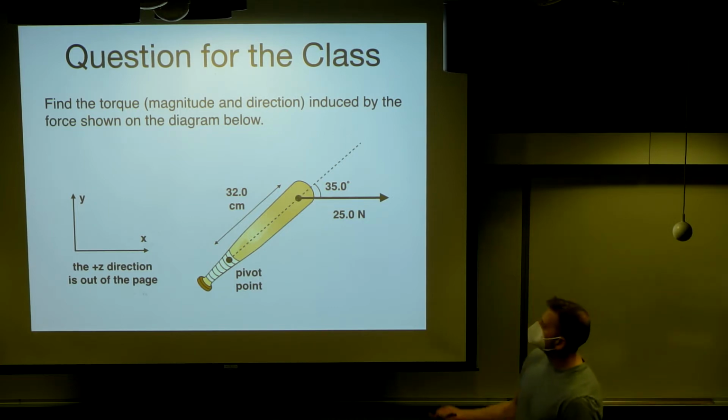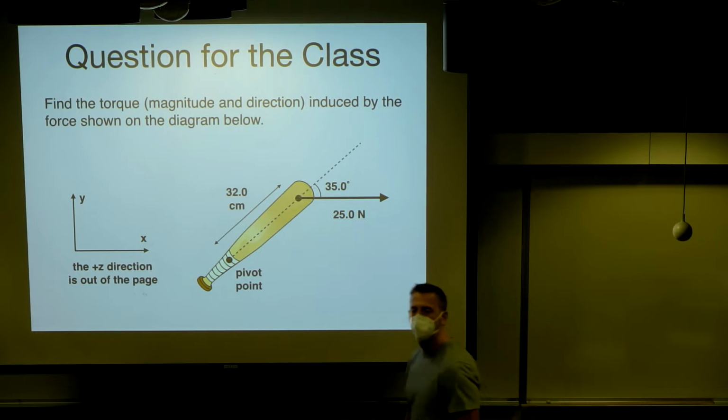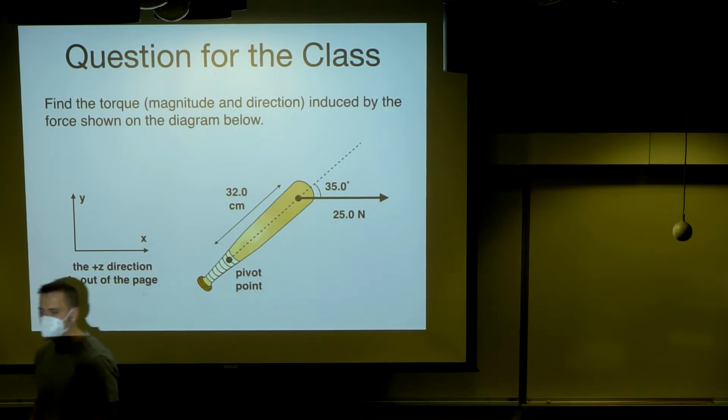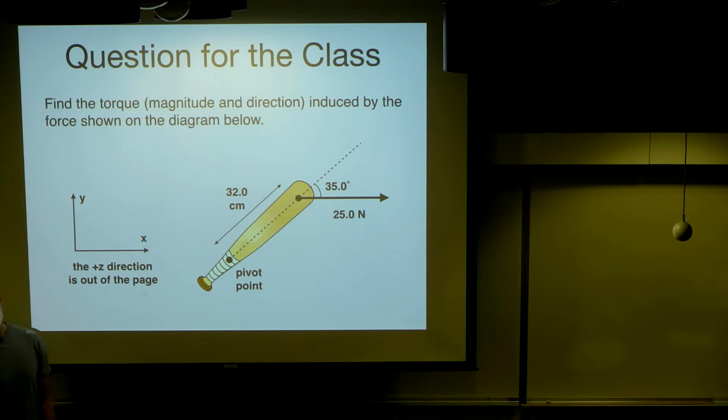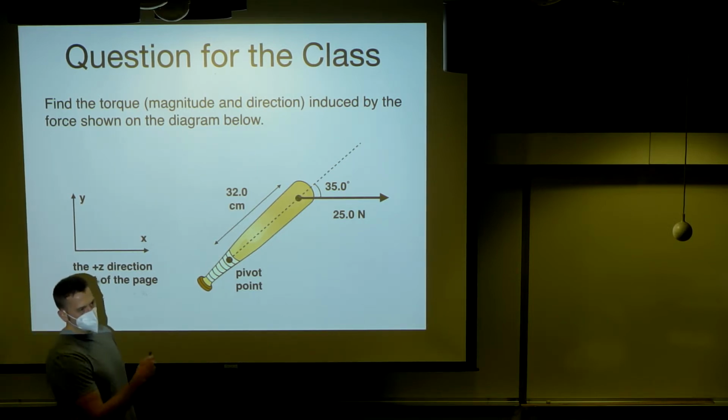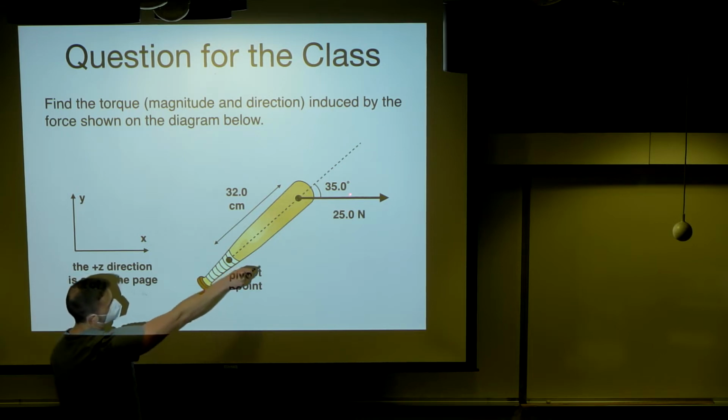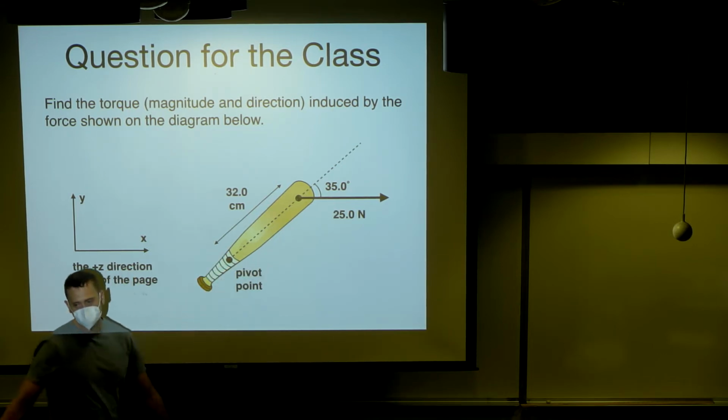All right, let's start with this, everybody. What's the direction? Negative z direction. Do we agree? Negative z? All right, let's just go through that process, right? The R vector, we're doing R cross F. Our F vector is the force, so that's the one that's going straight to the right.